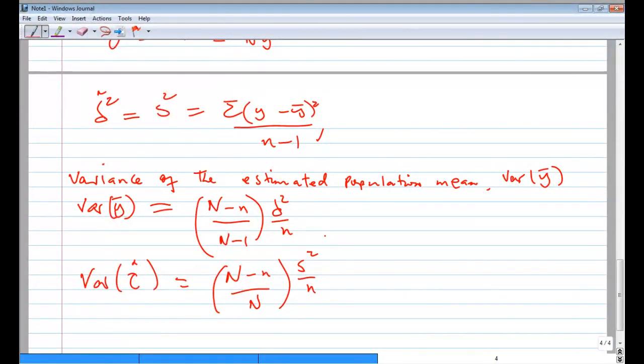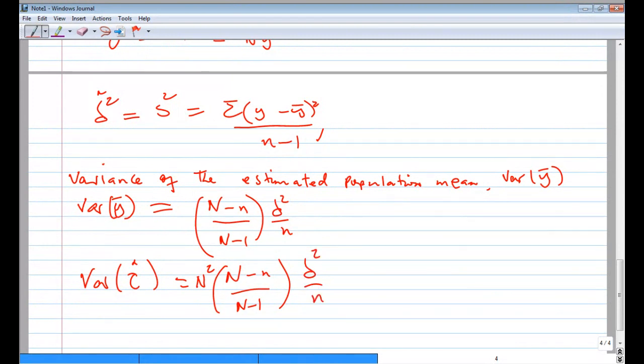Sorry for that. There's something which is not right here. So we have N squared here. And here we've got N minus 1. Then here we've got sigma squared over n.